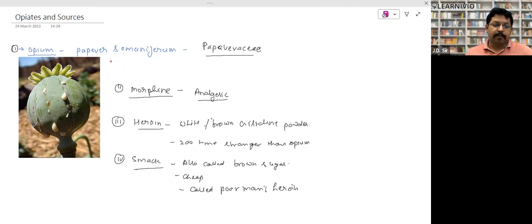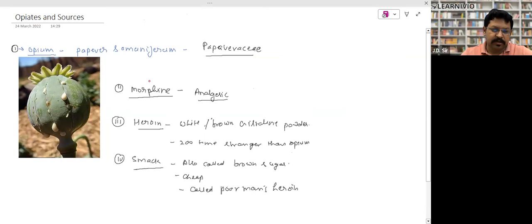What exactly they do is make scars in the capsule of the opium. This white latex dries and becomes brownish or black. Then early in the morning, they take an iron leaflet, scratch it, and collect it from there. Even these capsules are sold at a higher price.